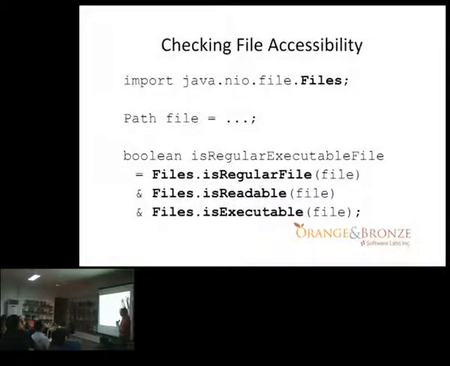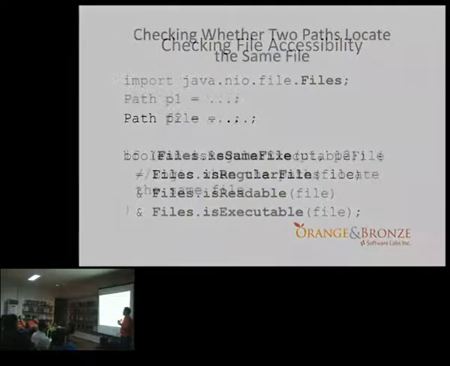Right, so ito pa, checking file accessibility. One of the things that's really powerful about the new IO is it respects yung access rights mo to the file system, whatever yung mga ina-access. So you have another class in the NIO file package, the Files class. So Files, that is regular files. So pwede mong i-check, you can do some checking before accessing the file. You have Files.isReadable, and Files.isAccessible. So very nice.